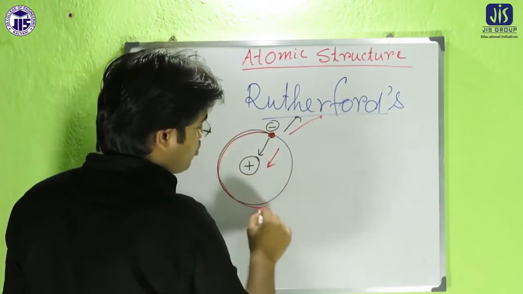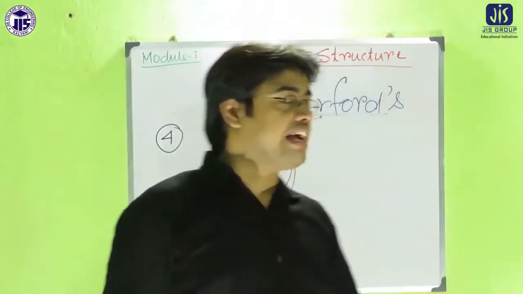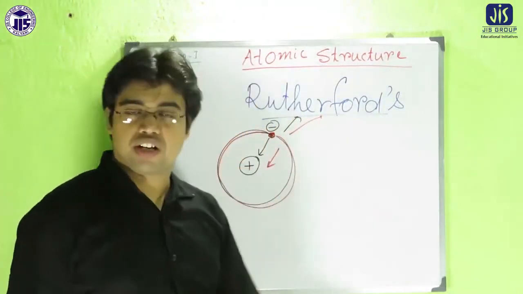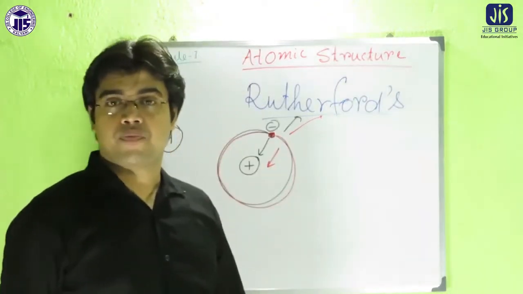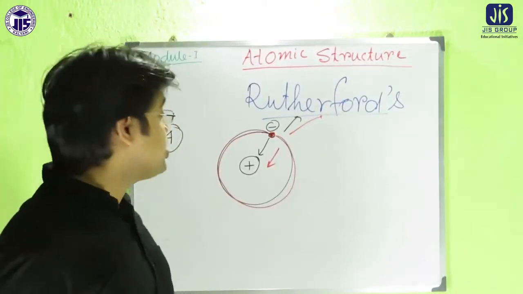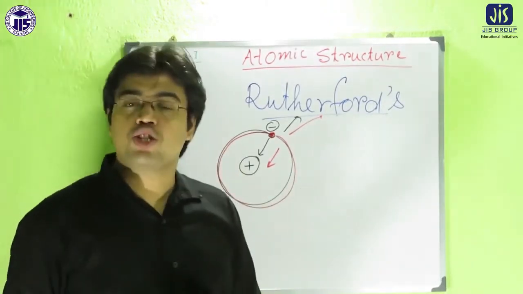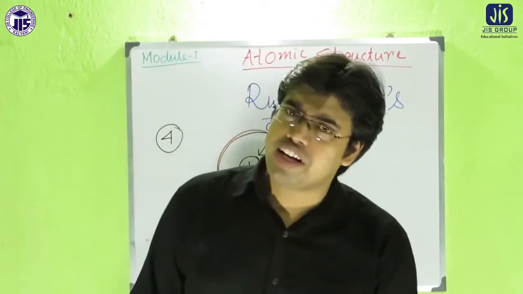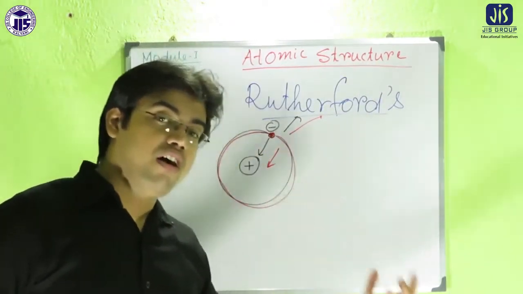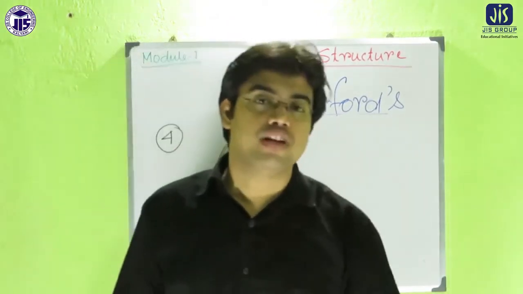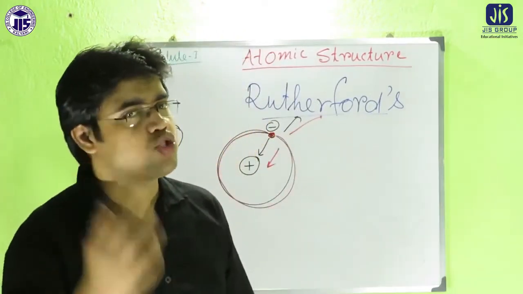Stable means the electron will not jump onto the nucleus, and that's why the electron continuously revolves around the nucleus without falling into it. So we get a stable atom. These are the four main postulates of Rutherford's model. First, regarding the existence of the nucleus: a heavy, dense nucleus exists in the center of the atom and carries the positive charge.